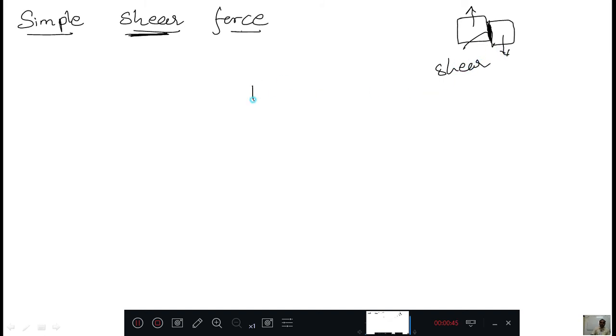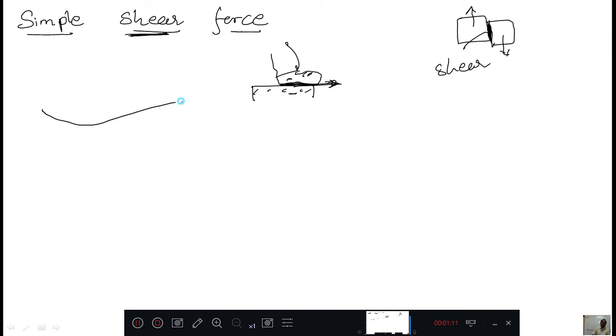Or otherwise, see, this is the ground floor, and when you walk, your leg will be like this. This is a pant and these are the shoes, and sometimes you slide it like this. When you slide like this, there will be a shear induced between this body and this body.